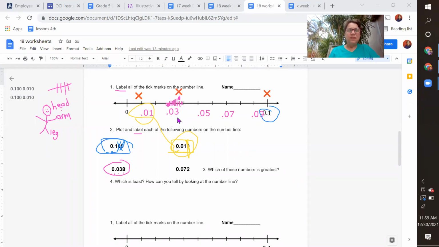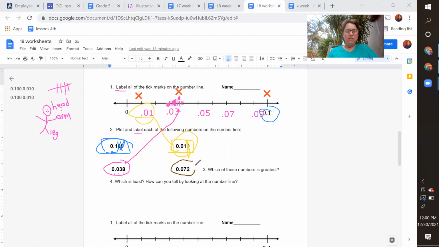And then down here, real tiny, you have to write 0.038. 0.038 right there. So you have to write it. I can't write it because it's too small for the computer.